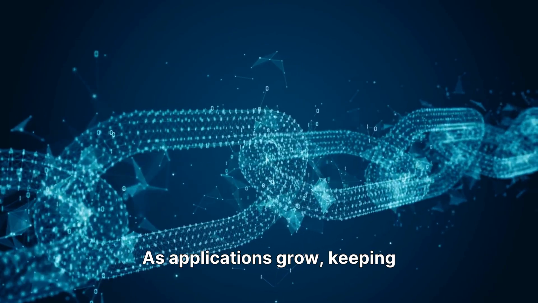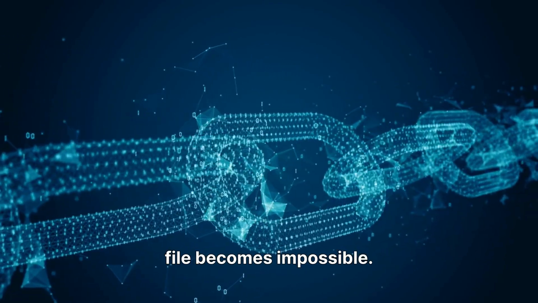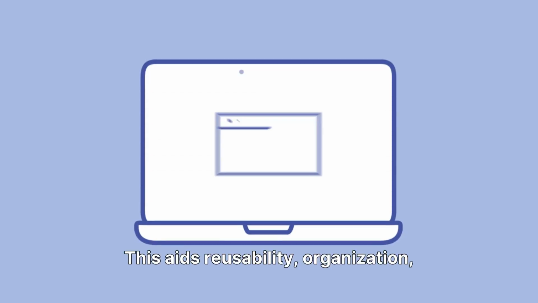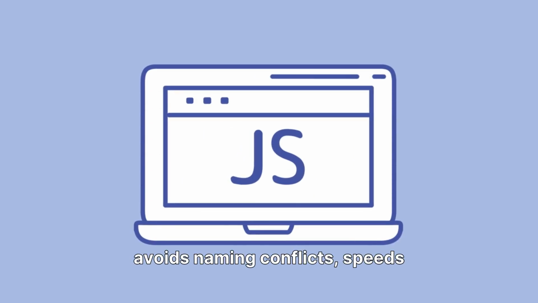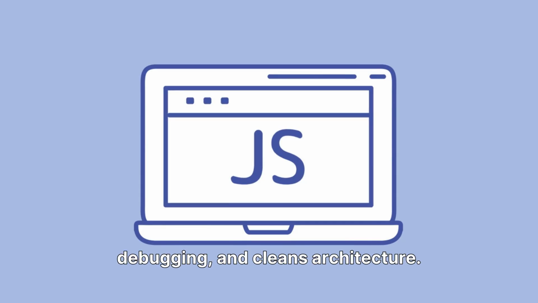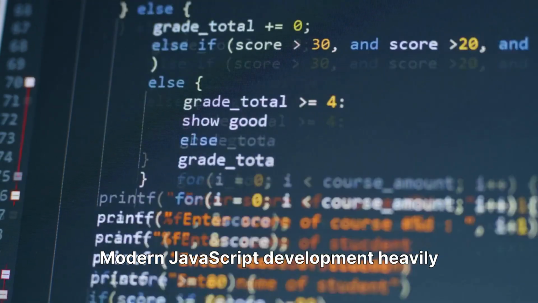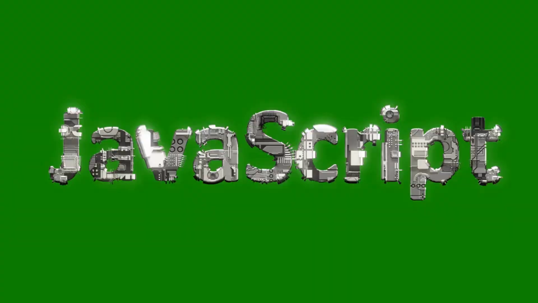As applications grow, keeping all code in one file becomes impossible. ES6 introduced a module system to split and import code across files. This aids reusability, organization, avoids naming conflicts, speeds debugging, and cleans architecture. Modern JavaScript development heavily relies on modules.